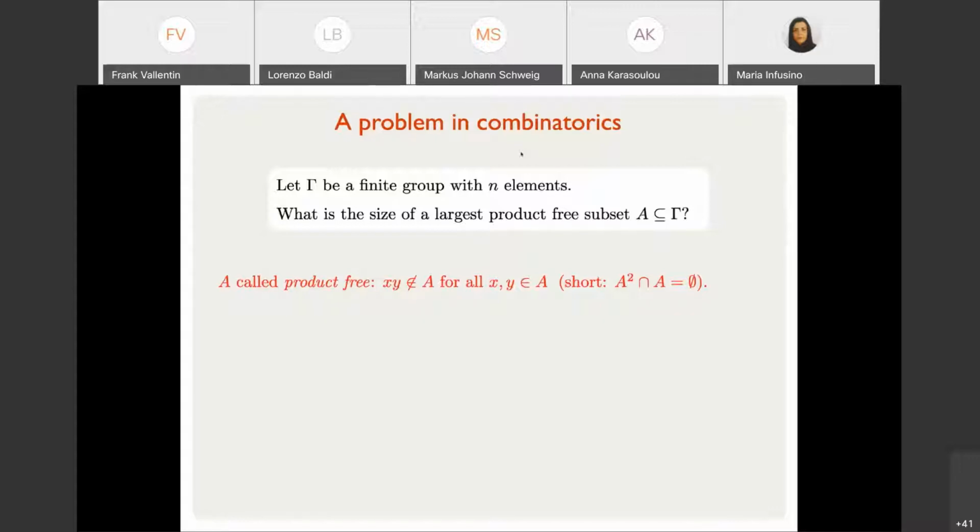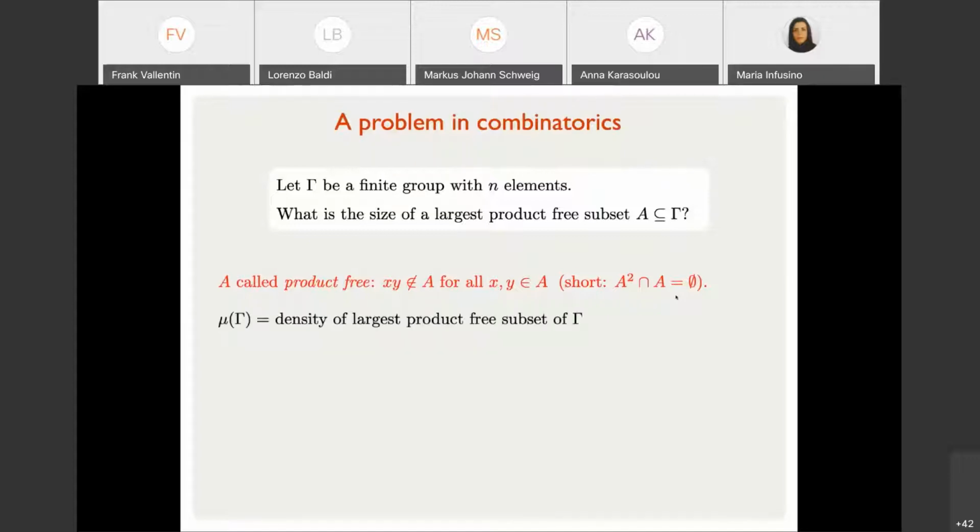Or in shorthand notation, we want that if we take the set A squared, so all products which we can build from A, and intersect this with the set A, then this should be the empty set. Now, that's a very simply stated problem in combinatorics, and it has applications, especially in additive combinatorics, or better to say multiplicative combinatorics. And there are many open problems around it.